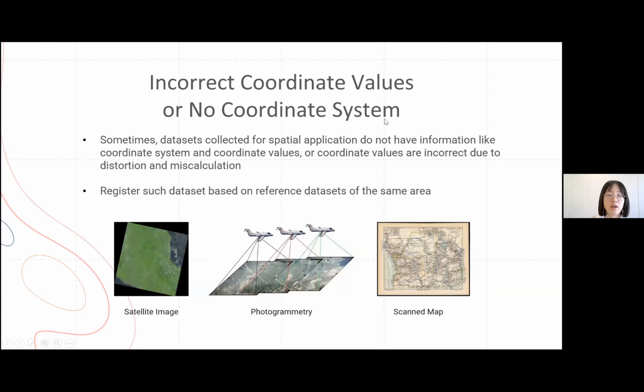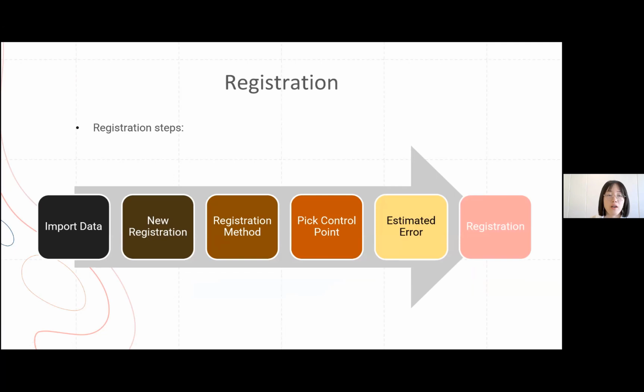And so now in this demo, we're going to do the registration as well. And here are the general steps for registration in SuperMap iDesktopX. First, we need to import the data set for registration, and also the reference data set for the registration, and then start a new registration and choose the registration method we need to use, and then pick control points. That is the key step in registration.